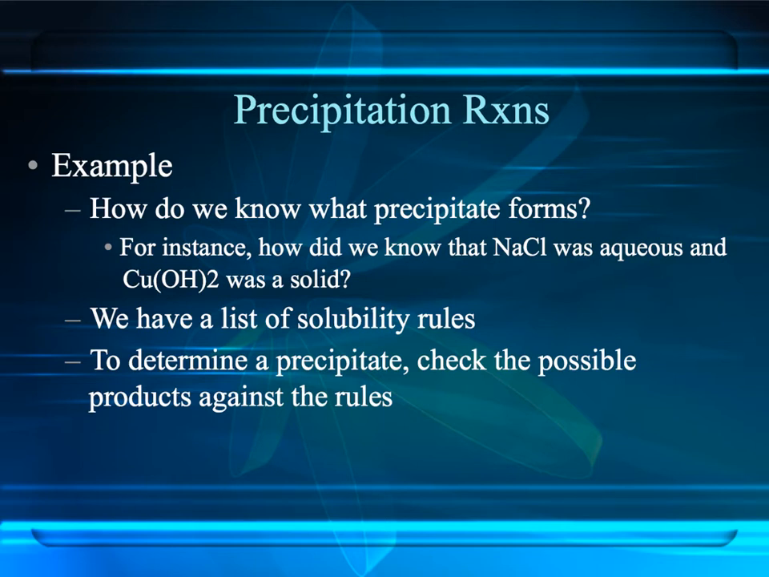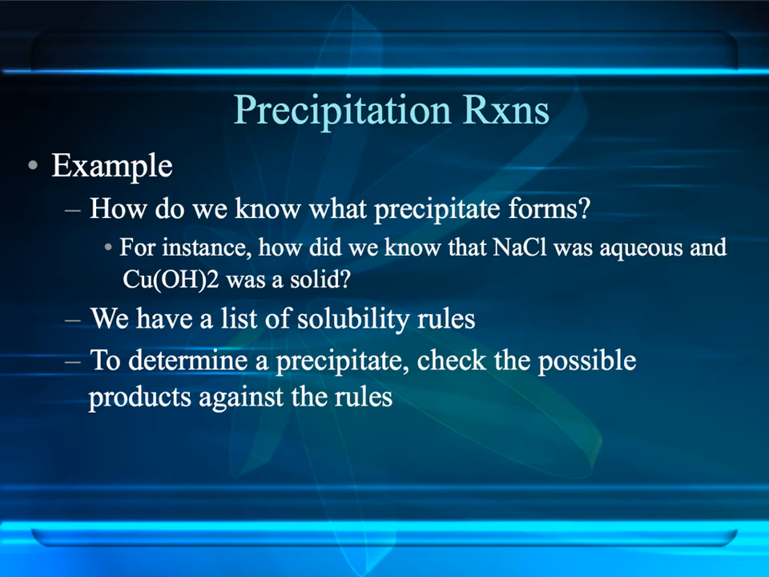Okay, so how do we know which precipitate forms? For instance, how did we know, in this last one, that the sodium chloride was going to be aqueous and the copper 2 hydroxide was a solid? I'm not just guessing as to which one that is. I have a set of rules that's going to help me determine which things are aqueous and which things will be solid. Sometimes when you do this, you could actually end up forming nothing but aqueous solutions.